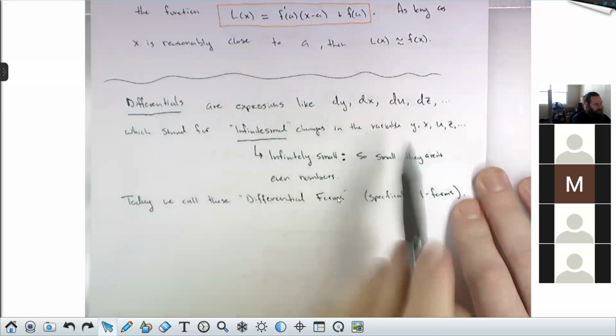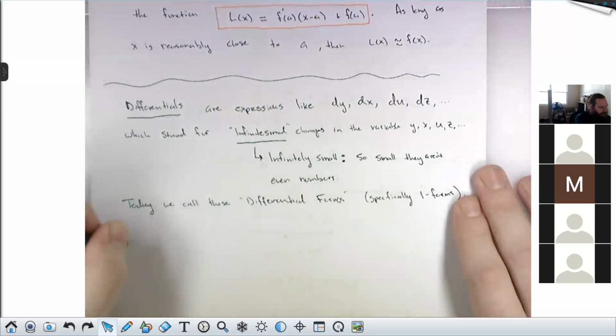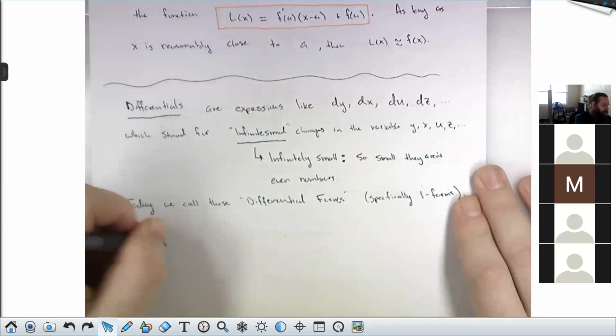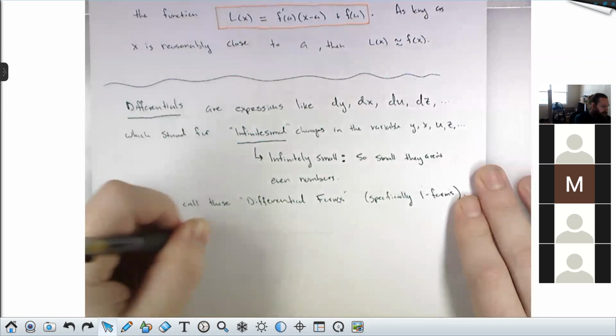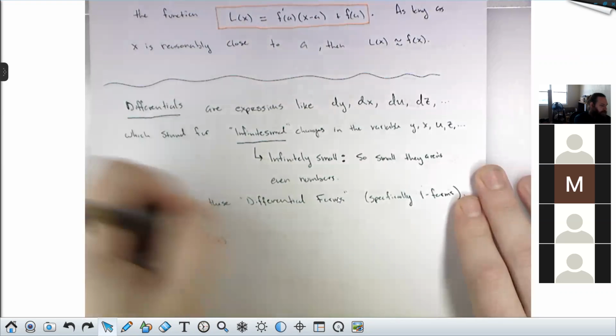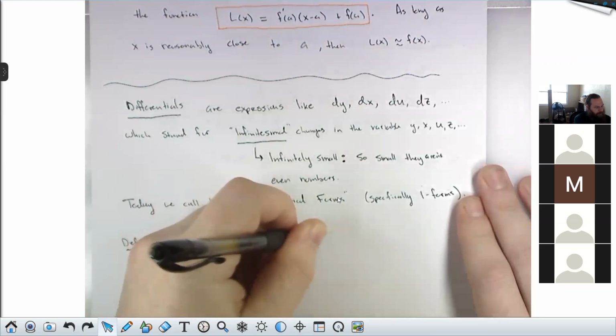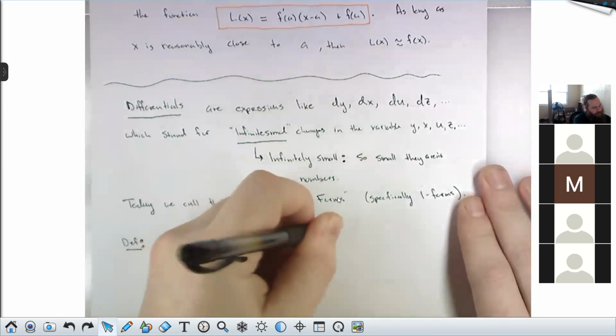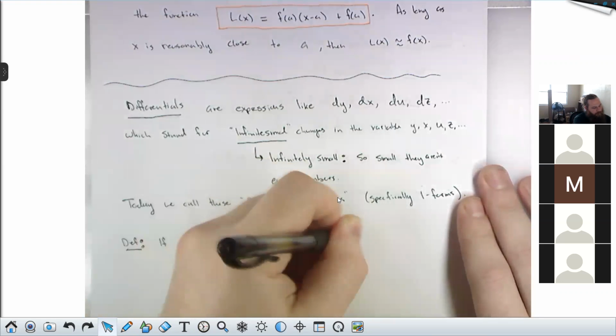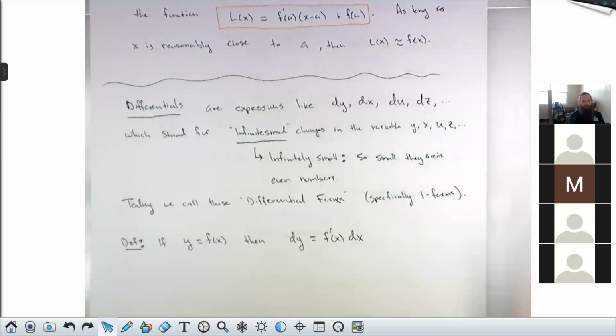And when it comes to talking about differentials, all you need to learn is the definition, but you do need to learn it. If y is equal to f of x, then dy is equal to f prime of x times dx. That's literally all I need you to learn about differentials. Easy as pie, right?